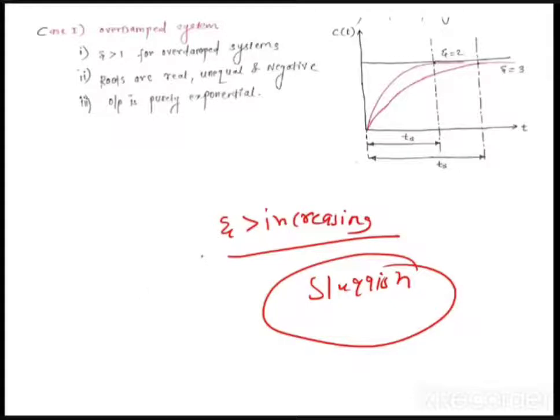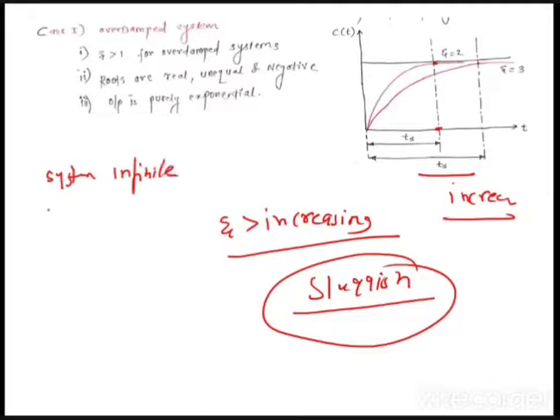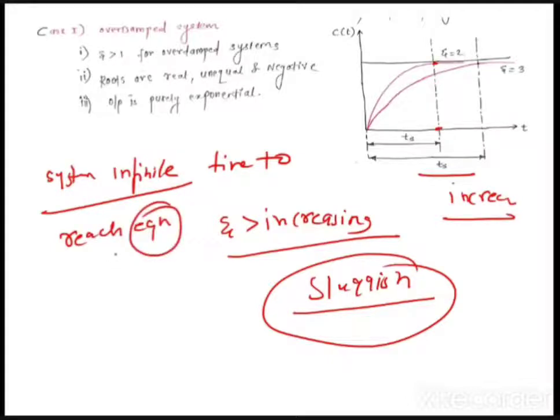So what I was explaining, as the value of zeta goes on increasing, you can see in this graph that the settling time goes on increasing. Means as the value of zeta increases, the system becomes more and more sluggish. Your settling time increases, which means the system will take infinite time to reach the equilibrium position.